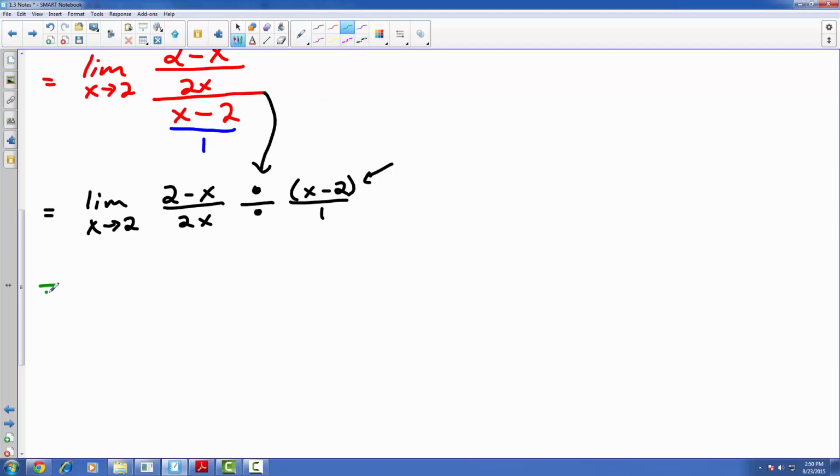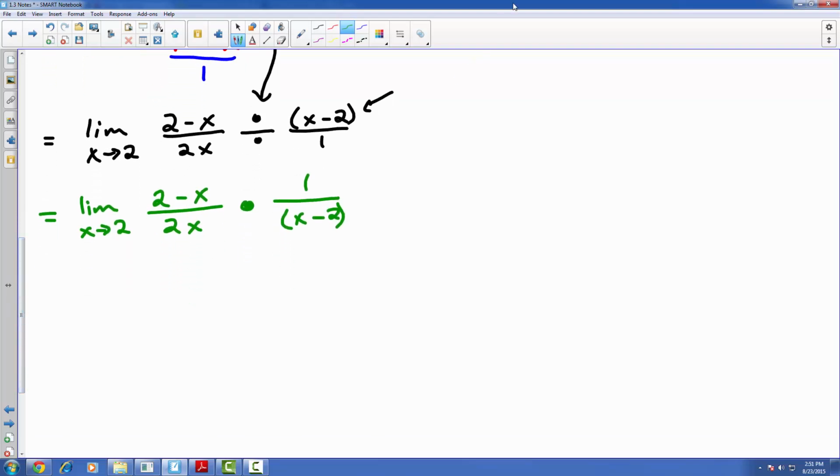So then when we do that, we end up with the limit as x approaches 2 of 2 minus x over 2x multiplied now, because again we're changing that sign, by 1 over that x minus 2. So again, we flip the second piece. Anytime you are dividing by a fraction, ultimately you're multiplying it by the reciprocal. We've heard that many times in the past. And now we can go ahead and see if anything cancels.